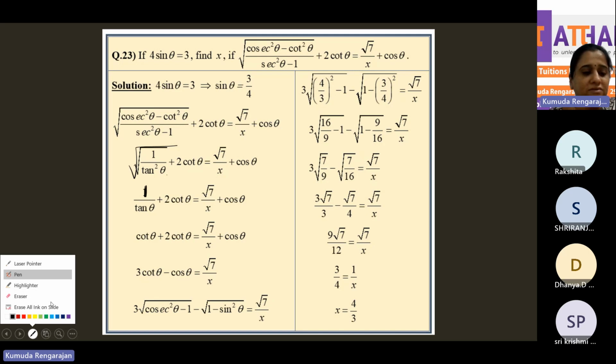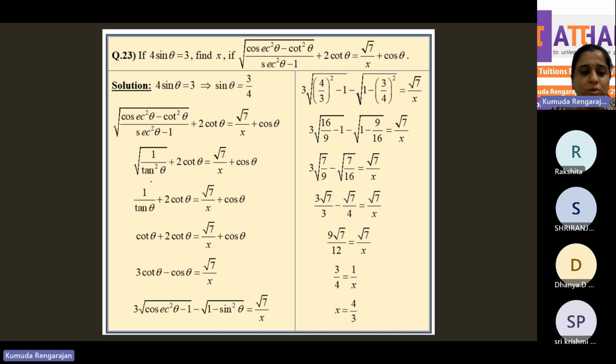Next step, 1 by tan theta is cot theta, the reciprocal. Plus 2 cot theta is equal to this one. Now these are like terms, no? 2 cot theta plus 1 cot theta is 3 cot theta. And this one minus cos theta. We are gathering the ratios on one side, equal to root 7 by x.